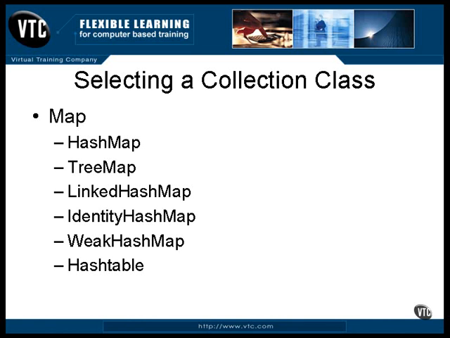The identity hash map uses the double equal sign to check for equality of elements. This one is not used that often, but it's useful where you need a strict reference for equality. The weak hash map is also rarely used. It keeps its keys as weak references. A weak reference allows a program to maintain a reference to an object, but it doesn't prevent the object from being claimed by the garbage collector. If it turns out that the weak reference is the only reference to that object, it may be claimed by the system. The hash table is typically avoided in favor of the hash map.